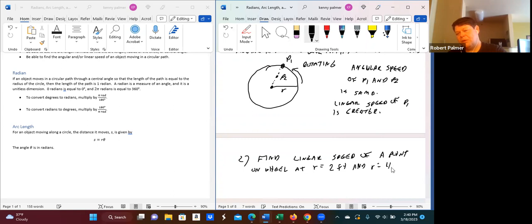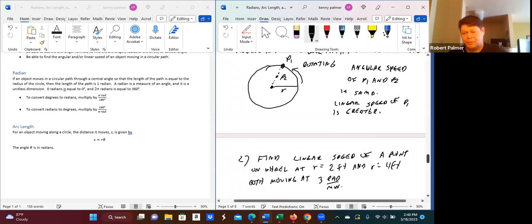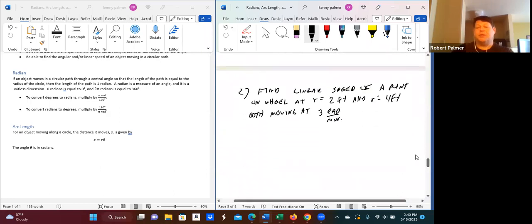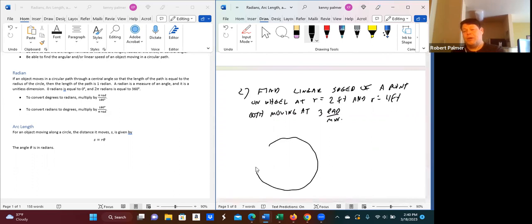Or let's make it 4 feet, make it double. Feet. Both moving at 3 radians per minute. So to find the linear speed of these 2 points, speed of a point on a wheel at a radius of 2 feet and a radius of 4 feet, both moving at 3 radians per minute.